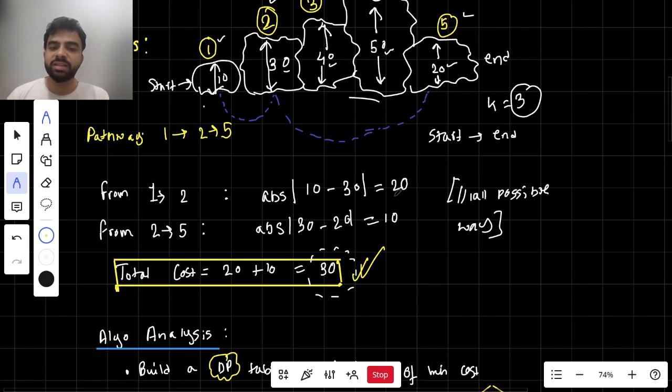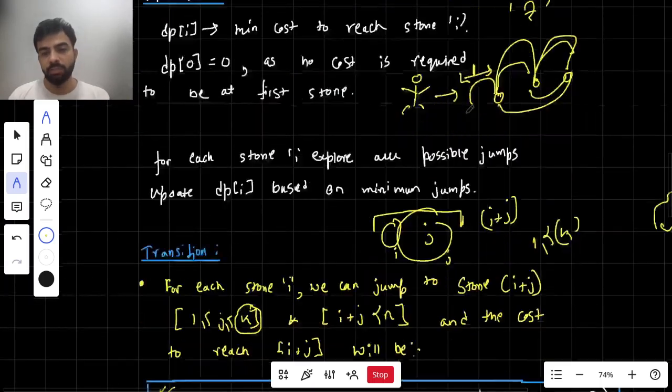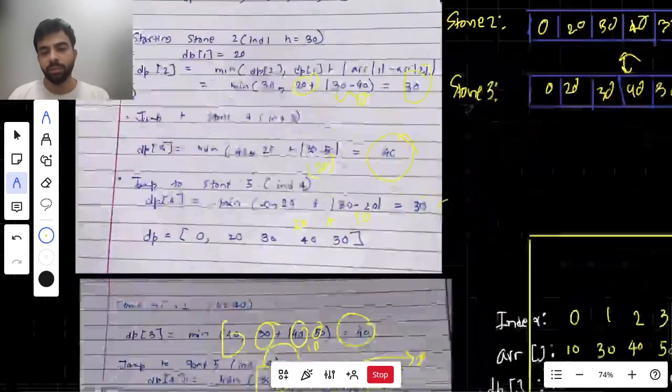But as a human, you can understand, because the number of stones is small. Whenever the calculation is small, human beings can figure it out. But imagine there are 100 stones, there are 1,000 stones, and each stone has 1,000 different types of heights. It is not possible for the human brain to compute the minimum cost. That's how we are getting the minimum cost over here.